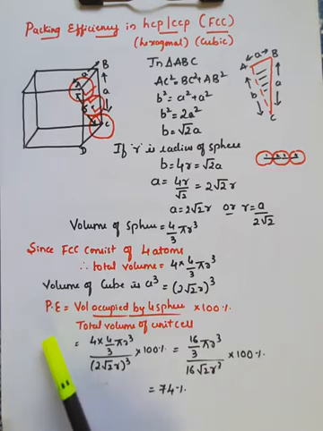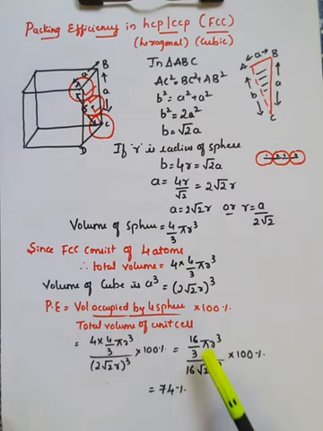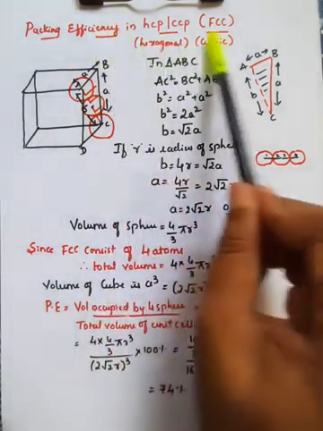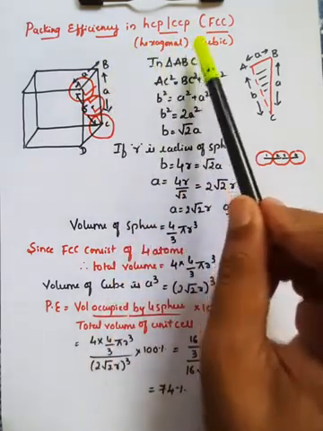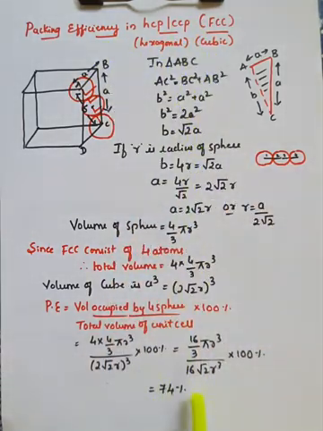So packing efficiency, according to the formula, is equal to volume occupied by the 4 spheres in FCC divided by total volume of the unit cell, into 100%. That is equal to 4 into 4 by 3 pi r cube divided by 2 root 2 into r cube. There is no need of a complete calculation. Just understand that when you put the pi value and cancel r, you'll get 74%. You have to remember this value. The packing efficiency in case of HCP or CCP unit cell is 74%.